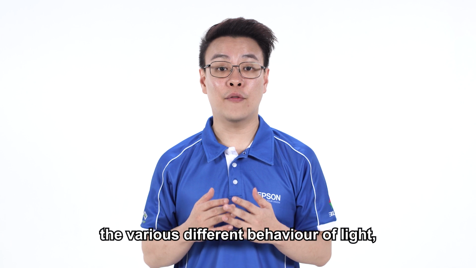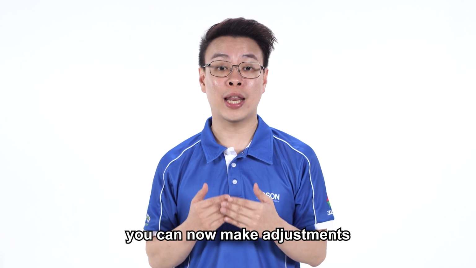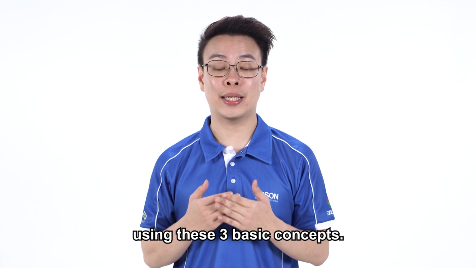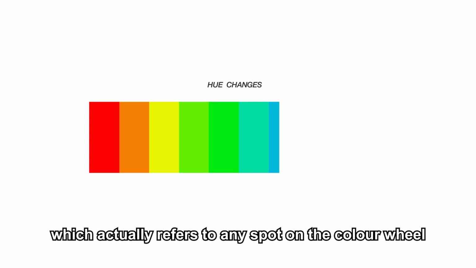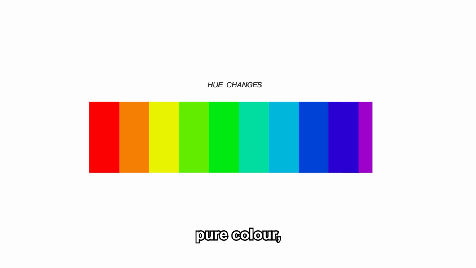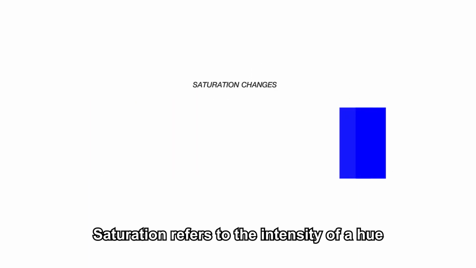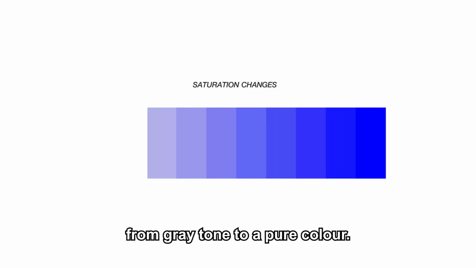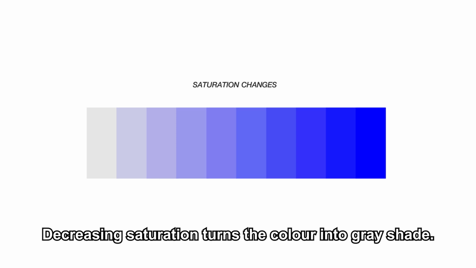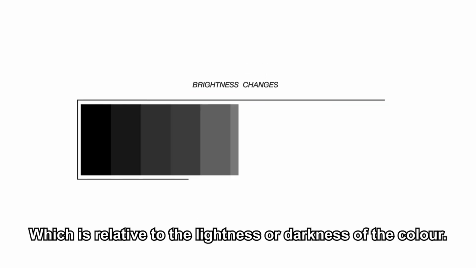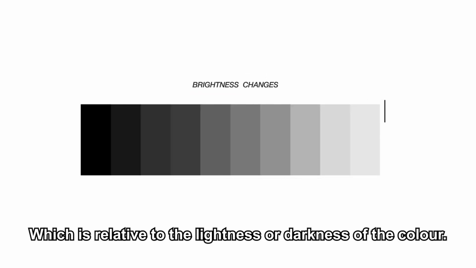Now that we have understood the various behaviors of light, you can make adjustments to enhance the image quality using these 3 basic concepts. Hue, which refers to any spot on the color wheel, pure color, no tint or shade. Saturation refers to the intensity of a hue from a gray tone to a pure color. Decreasing saturation turns the color into grey shades. Lastly, brightness, which is relative to the lightness or darkness of a color.